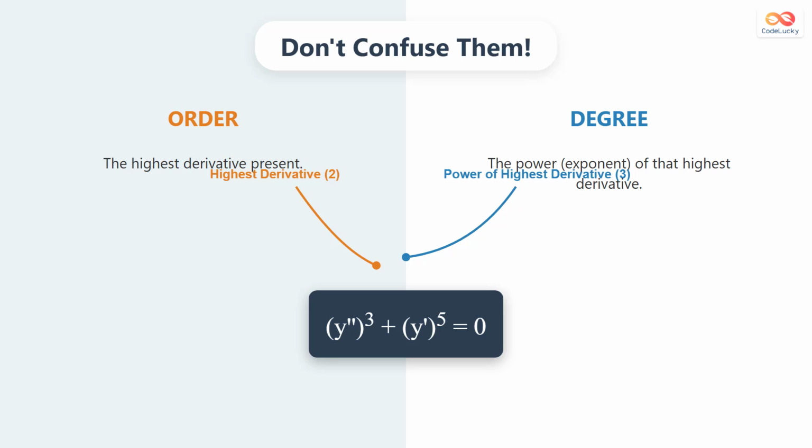A common mistake is confusing order with degree. They are not the same. Order is identifying the highest derivative. Degree is the power or exponent raised to that highest derivative. In the example shown, even though the first derivative has a power of 5, the second derivative is the boss determining the order. So the order is 2.